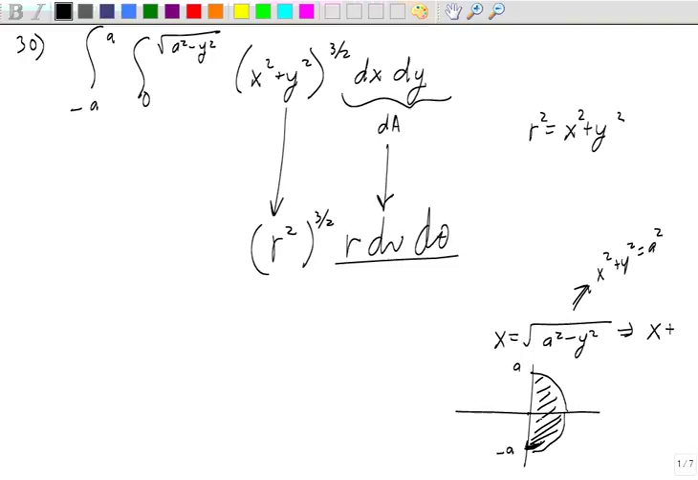So r, the radius of that circle, this changes to r equal a, so I'm going to go from 0 to a, but since I'm doing quadrant 1, quadrant 4, theta goes from negative pi over 2 to pi over 2. And that's going to give me the circle in quadrant 1 and quadrant 4. And there I changed it to polar coordinates.